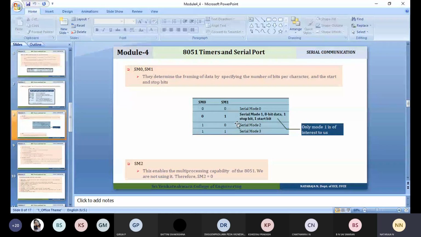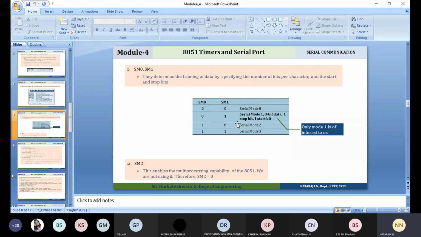We are going to use the SCON register with respect to serial mode 1. We choose serial mode 1 by making SM0 equal to 0 and SM1 equal to 1. In this mode we are going to transmit data using start and stop bits. It is compatible with the communication port of your IBM PC. We are going to transmit data through the HyperTerminal connection.